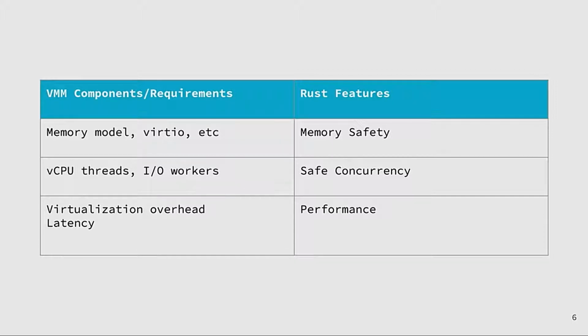So memory safety, well, I guess a lot of the VMM components, features and requirements would benefit from memory safety, especially the memory model and the virtio implementation, for example. You have safer concurrency with Rust, and a VMM is typically a multi-threaded binary, with vCPU and I/O workers, so you benefit from that as well. And again, a VMM should not bring latency overhead or a performance impact, so we also benefit from this from a VMM perspective. So that's why we believe that Rust is a very good language for building VMMs.